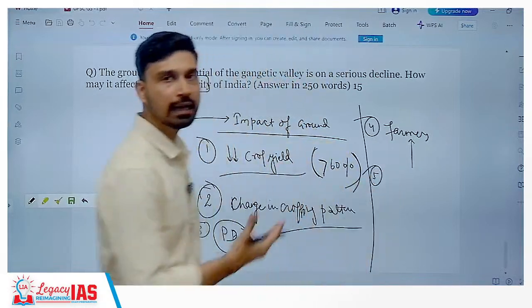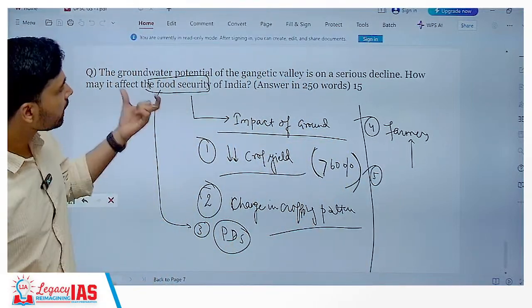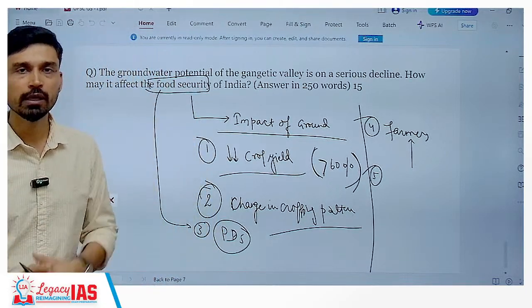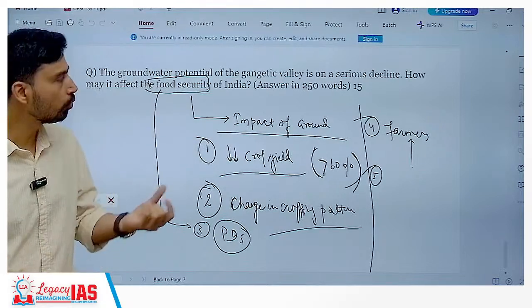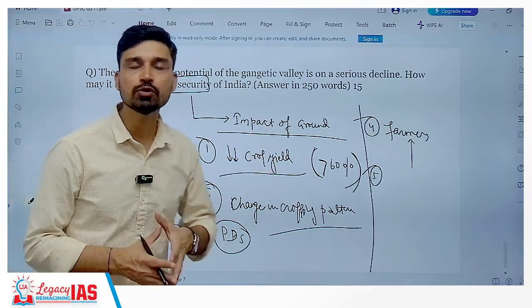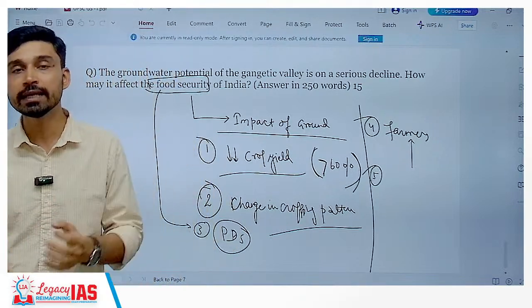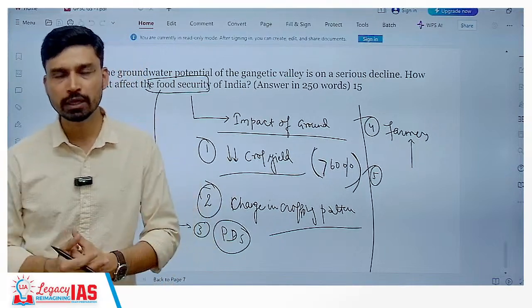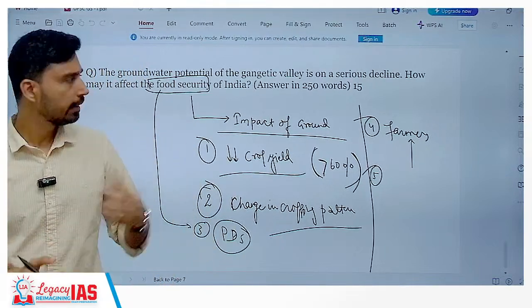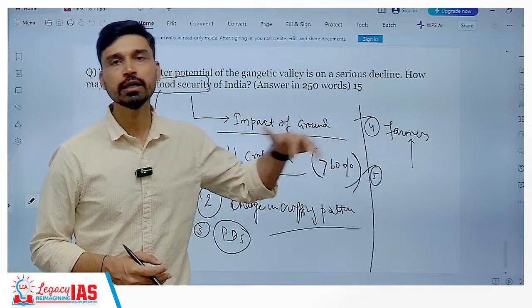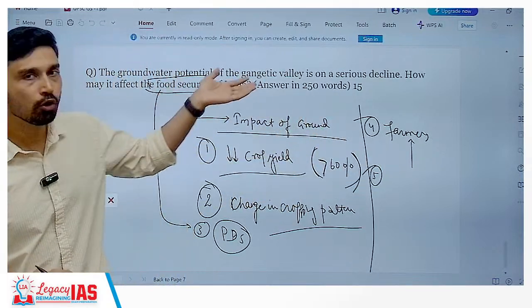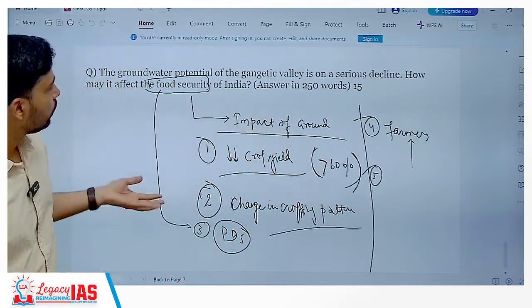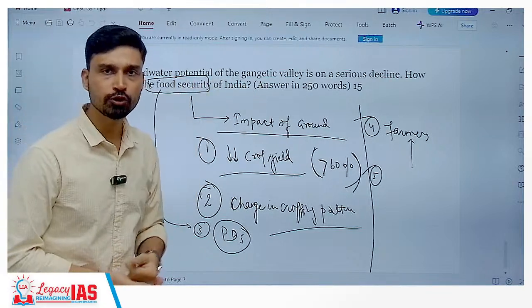And the fifth and last point we could have written about is that water itself is a very vital element for the survival and sustenance of people. So if groundwater potential declines, it will not only impact the food, but also cause water scarcity, especially drinking water scarcity, something that we see in the southern part of India, especially in peninsular India or in central India. That is something that we can expect to occur in the future in the northern part or Gangetic Valley of India as well. So this could have been a better way to address all the demands of the question and write all these points.